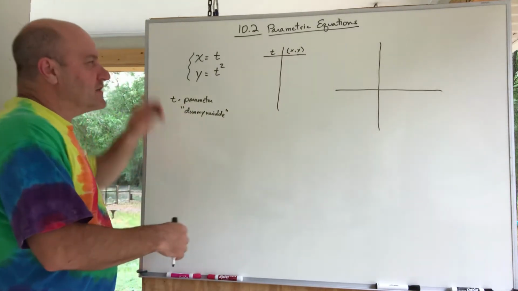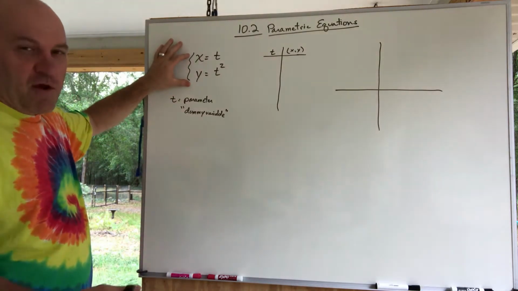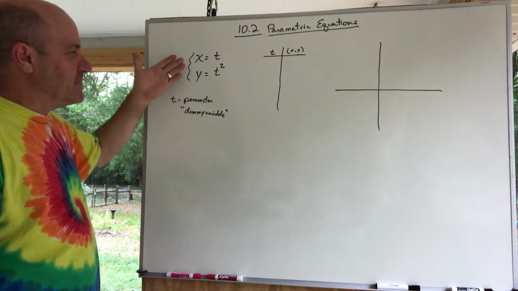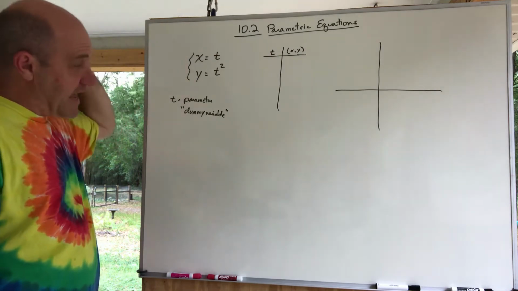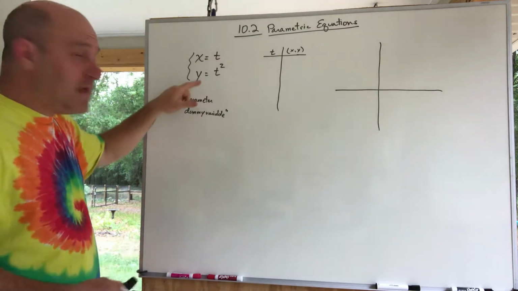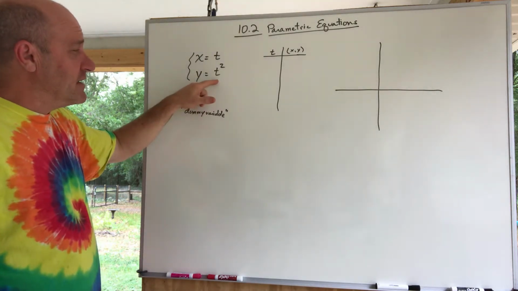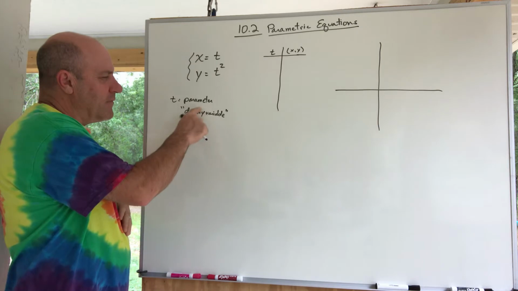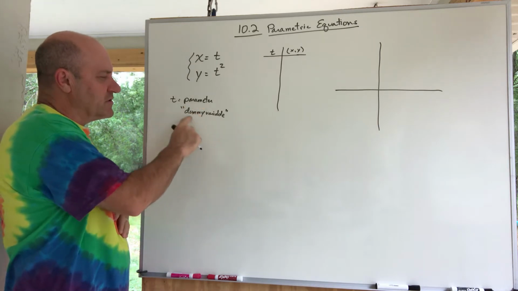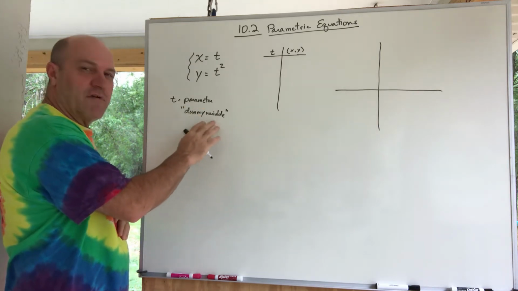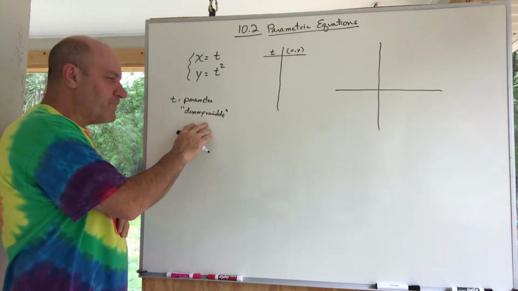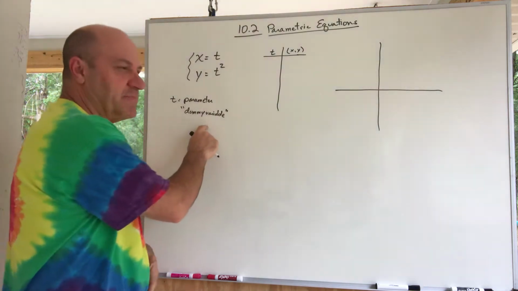What I have is what we call a set of parametric equations. Sometimes I might just call it parametric equations, but they come together as a set. X is a function of t, and y is a function of t. And t is called the parameter. Sometimes a parameter is called a dummy variable. It doesn't seem too nice, but anyway.